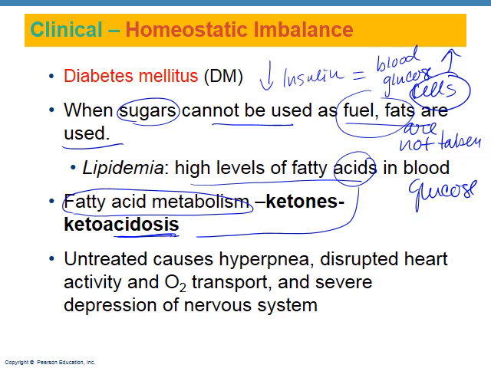Basically, you're breaking down too many fats, you have lots of acids floating around in your bloodstream, and those acids are causing the pH of your blood to be off. This can cause a bunch of diseases or issues here: decreased heart rate activity or disrupted heart activity, issues with oxygen, issues with breathing, and depression of the nervous system.